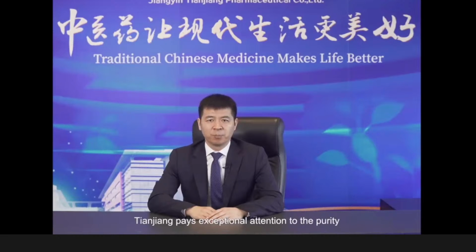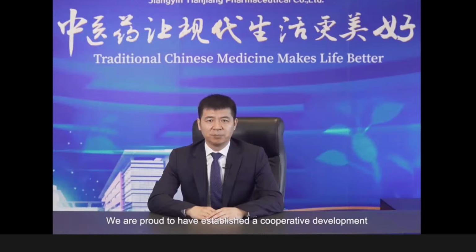Tianjiang pays exceptional attention to the purity of the varieties in the authentic growing regions and to the diversity of the original medicinal material ecosystems in order to ensure the quality of raw medicinal materials, to ensure the natural ecological balance of raw medicinal materials, to protect medicinal material resources, and to avoid the depletion, endangerment, or overharvesting of authentic raw medicinal materials. Tianjiang Pharmaceutical continues to innovate traditional Chinese medicine services.